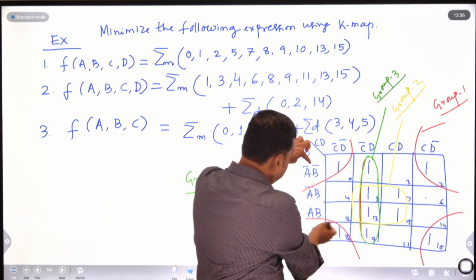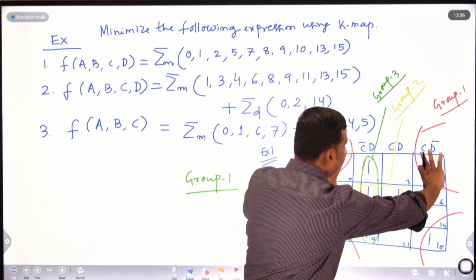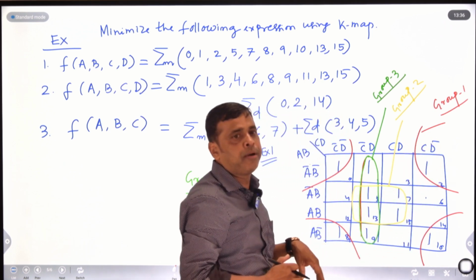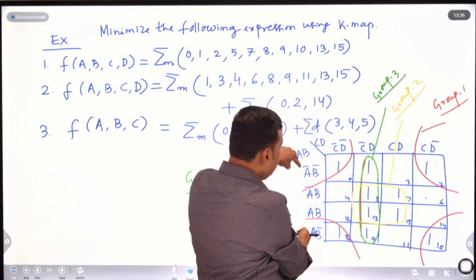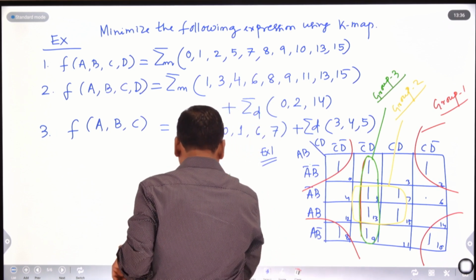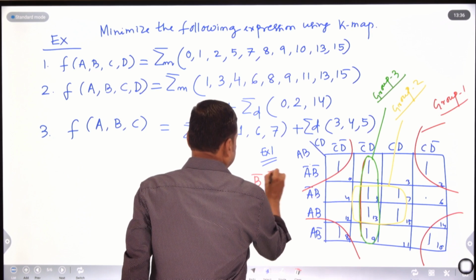And here, what is common? B bar is common. That means the result for the red marked group 1 is B bar D bar. In this one you get D bar common, in this one you get B bar common. So group 1 gives you B bar D bar.